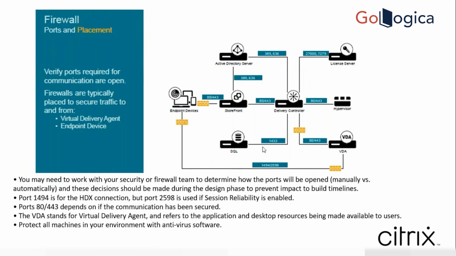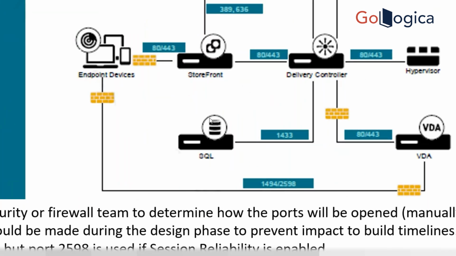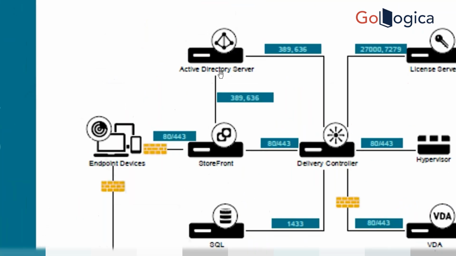Can you see the picture here? Yes, I see it, but I cannot see the numbers clearly. See, which port does Active Directory use? 389, 636. 636 is the secure port.